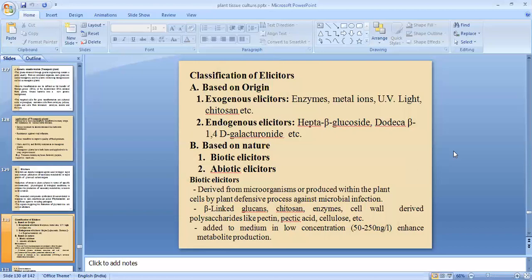So the beta-linked glucans, chitosan, enzymes, cell wall derived polysaccharides like pectin, pectic acid, cellulose, etc. are the biotic elicitors. And these are added to the medium in low concentration, that is around 50 to 250 nanogram per liter, to enhance the metabolite production.